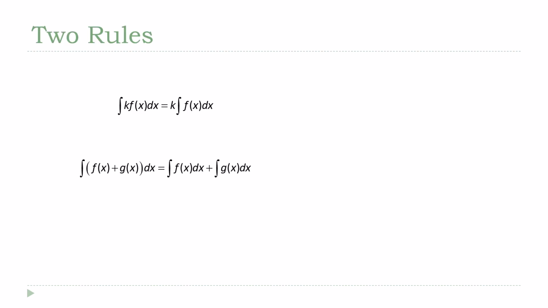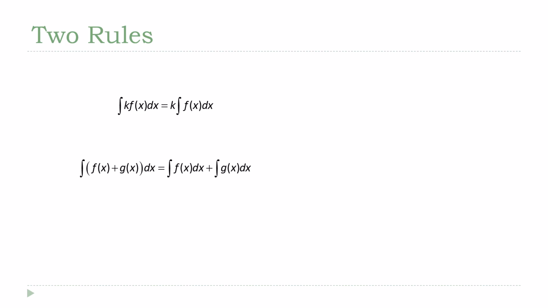Okay, so I've got two properties here that we're going to use, and hopefully these are familiar. The first one says if I have the integral of a constant times a function, I can bring that constant out in front and just integrate the function part, the part that actually has the variables we're integrating with respect to. And the second one says if I have the integral of a sum, I can split that up. That's just the sum of the individual integrals.